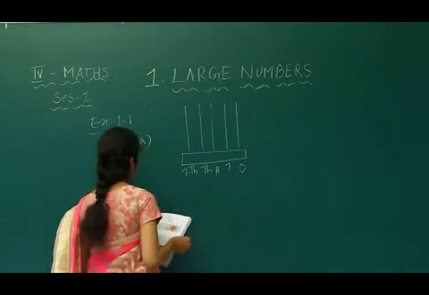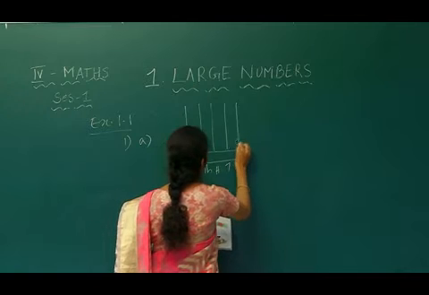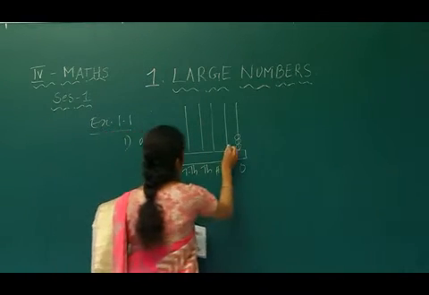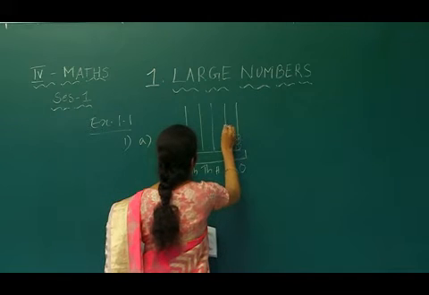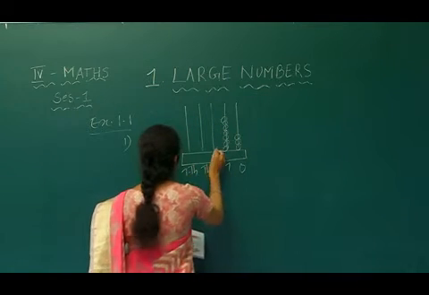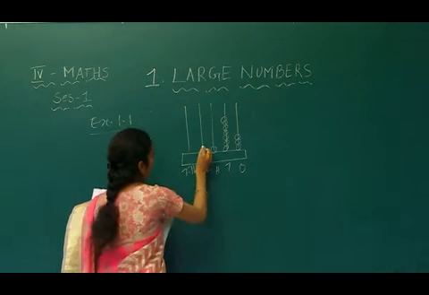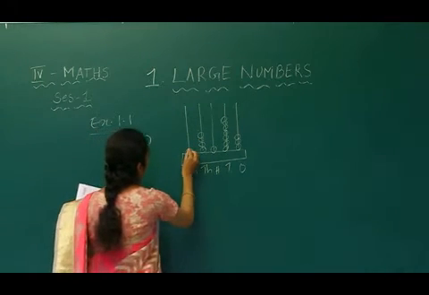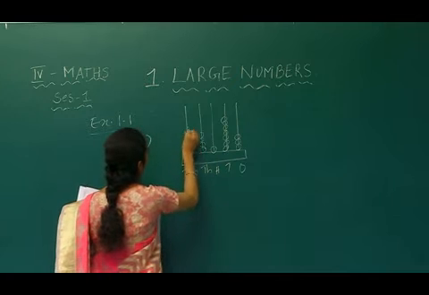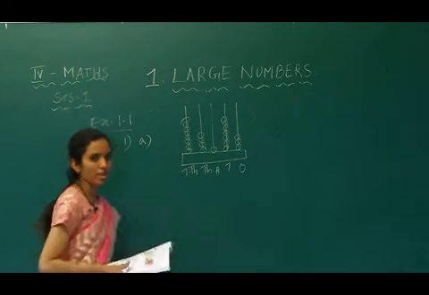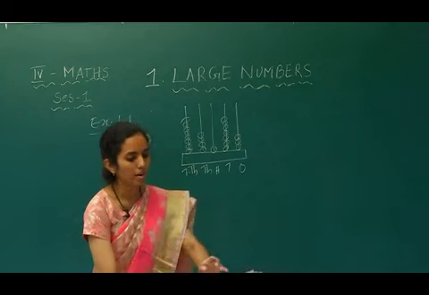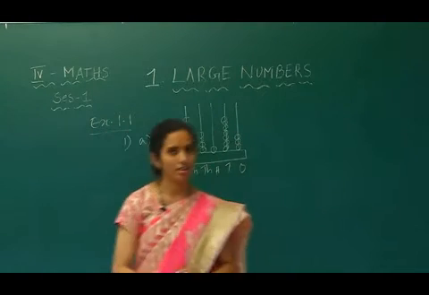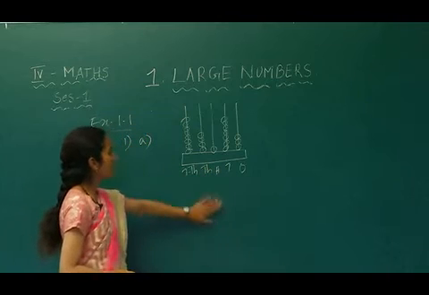So, the numbers given: we have to write 1, 2, 3 and 1, 2, 3, 4, 5, 6, 7, 1, 2, 3, 4, 5, 6, 7, 1, 1, 2, 3, 4, 1, 2, 3, 4, 5, 6, 7, 8. This is the given example. If I am not wrong, 1, 2, 3, 4, 5, 6, 7, 8, correct. So, this is the abacus scale given.